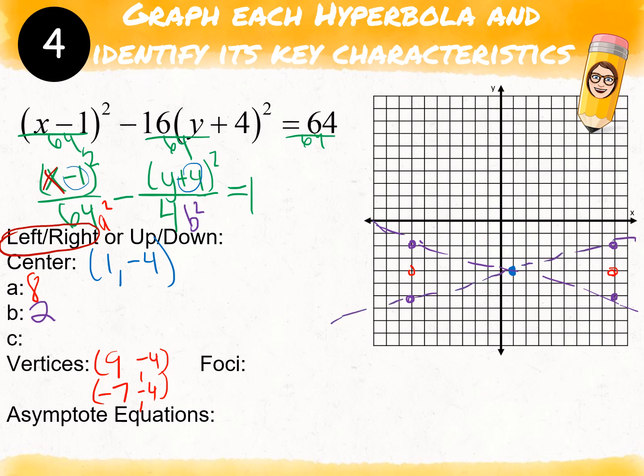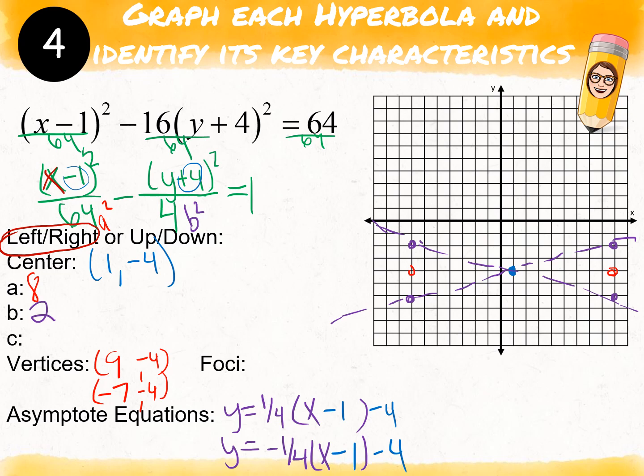Let's write those equations right away. So asymptote equations, we are going to do translated form. My slope, use your AB. We rise 2, run 8. Rise 2, run 8 reduces down to 1/4, and we also have negative 1/4. Translated form. We're going to use our center point. Our x is positive 1, so we write negative 1. Our y stays as our vertical shift.